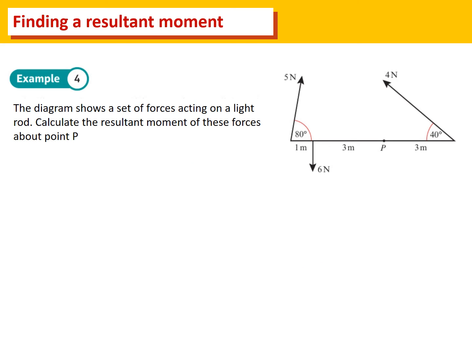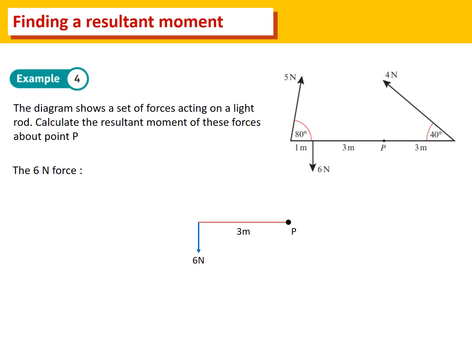So here's an example taken from the textbook. We're trying to find the result of these three forces about the point P. Well, the easiest force to start with is the 6 Newton force, because that's acting vertically downwards.